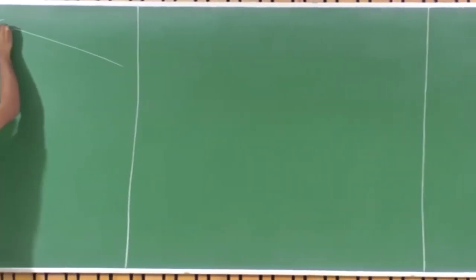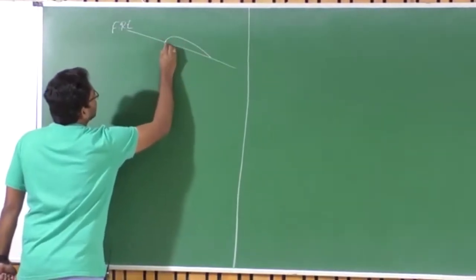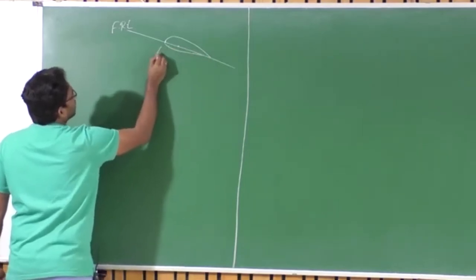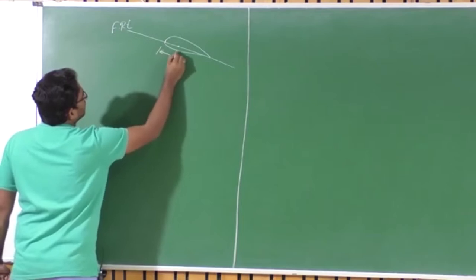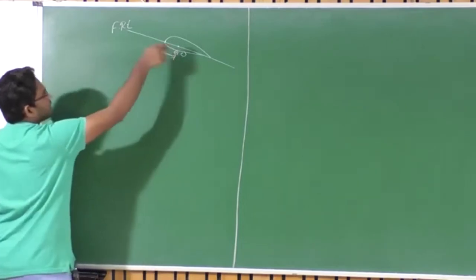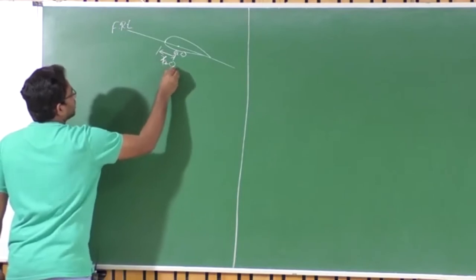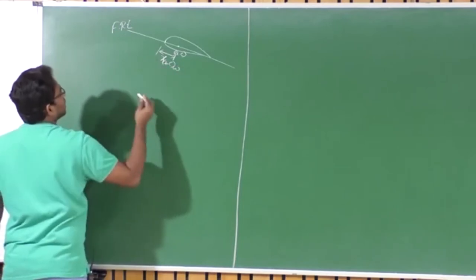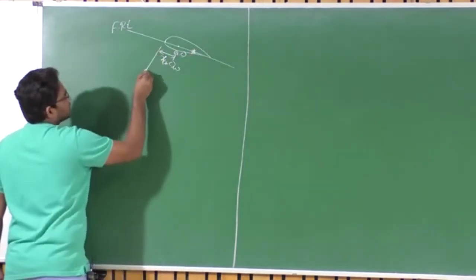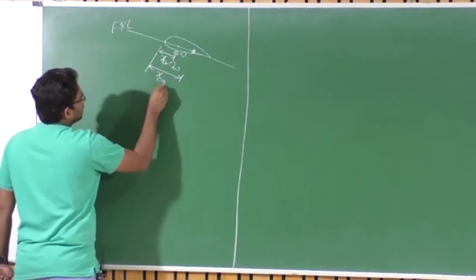Assuming this is my fuselage reference line, and say my wing chord line coincides with the fuselage reference line, and this is the location of the aerodynamic center, AC, of the wing, measured with respect to the leading edge of the wing, parallel to the fuselage reference line. We call this X_AC of the wing. And say the CG of the system is located at a distance X_CG, again measured parallel to the fuselage reference line, of this entire aircraft.